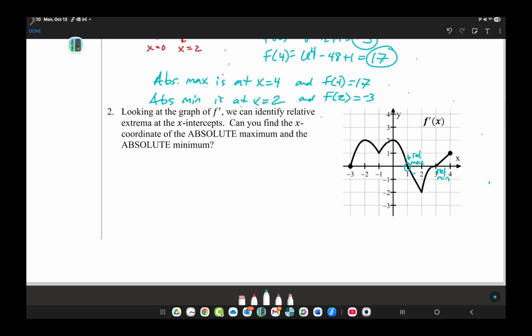Now, what about the endpoints? That's the question. Endpoints, because we still have to compare them to the endpoints. I cannot tell you what the actual value is. I can tell you where. Can you find the x coordinate of the absolute max and absolute min? This is not saying what is the absolute max or absolute min, it's saying where is the absolute max. Now, because this is a derivative function, what do we know about the interval from -3 to 1?